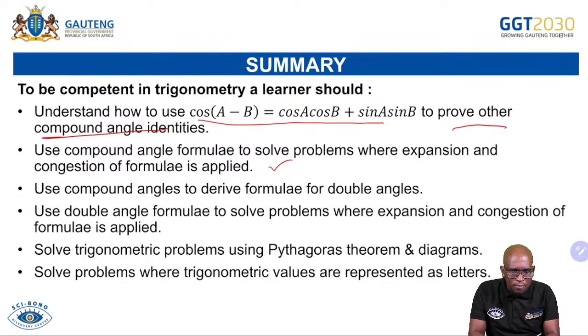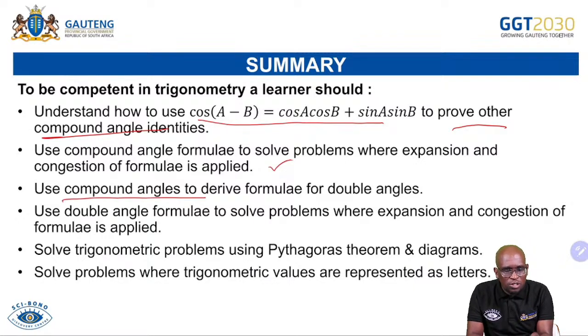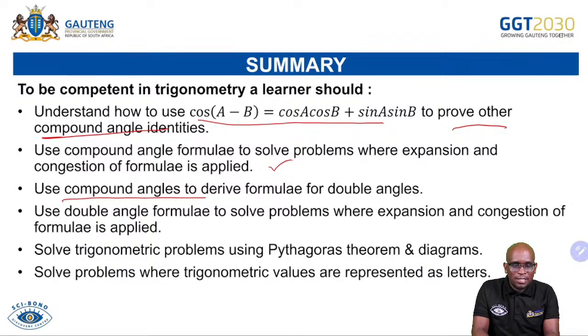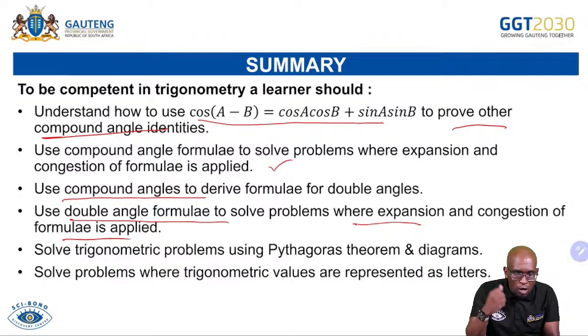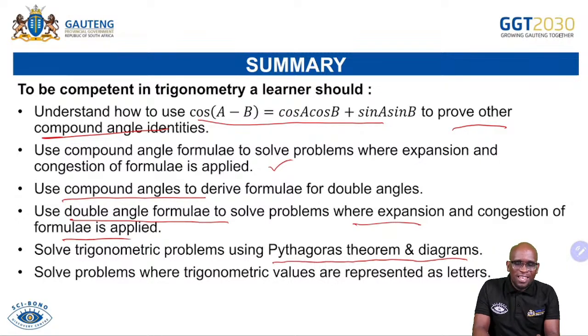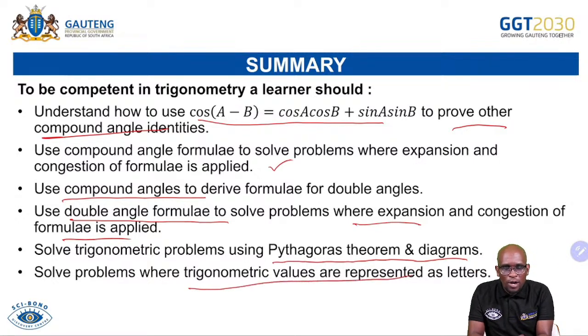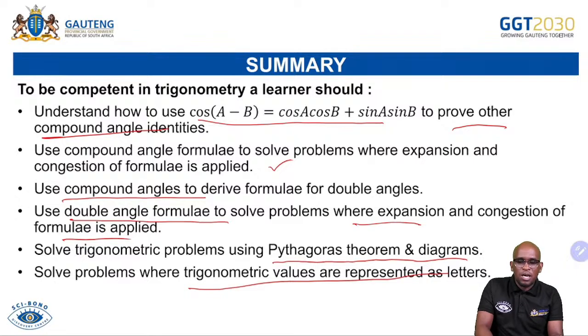And then you should be able to use the compound angles to derive the formula for double angles. We did that as well. You should be able to use the double angle to solve problems where expansion and condensing of formulae is applied. We did go through that as well. We also worked on Pythagoras theorem problems where we drew our own diagrams, and we also worked with some trigonometric ratios represented as letters there.